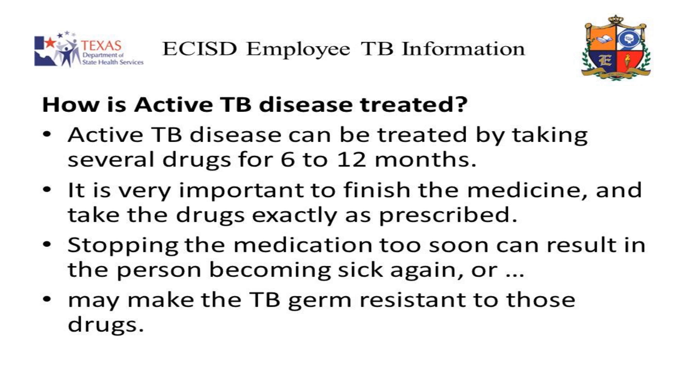TB disease can be treated by taking several drugs for 6 to 12 months. It's very important that people who have TB disease finish the medicine and take the drugs exactly as prescribed. If they stop taking the drugs too soon, they may become sick again. If they do not take the drugs correctly, the germs that are still alive may become resistant to those drugs. TB that is resistant to drugs is harder and more expensive to treat.